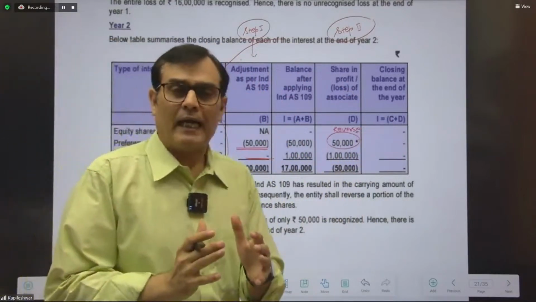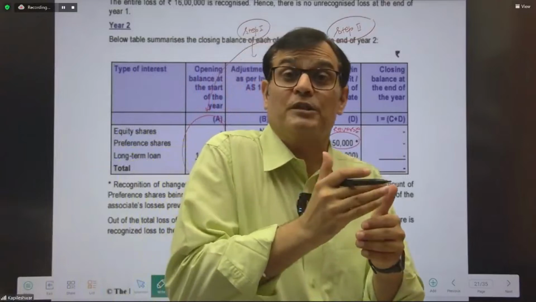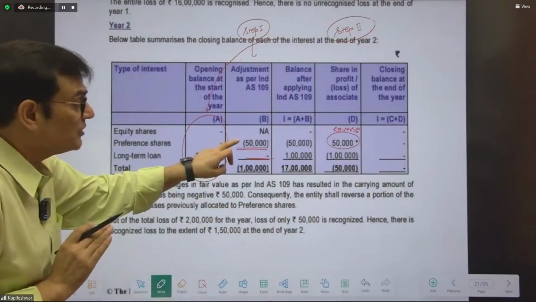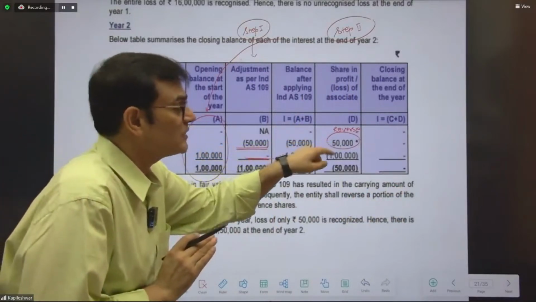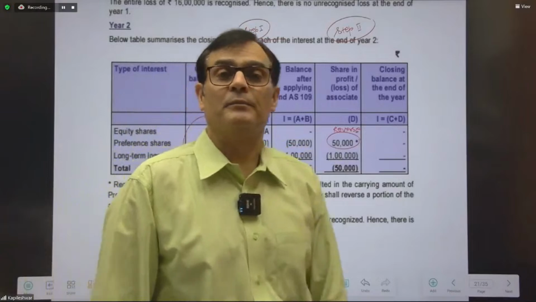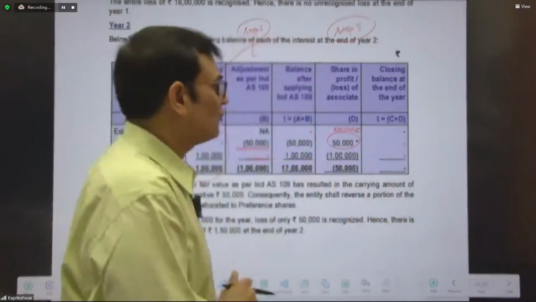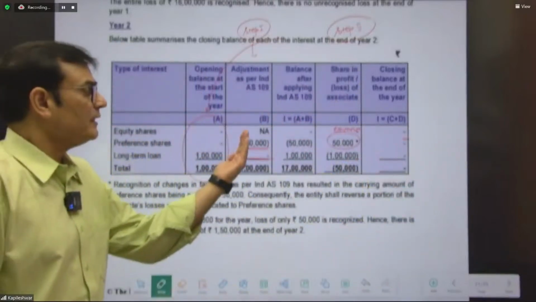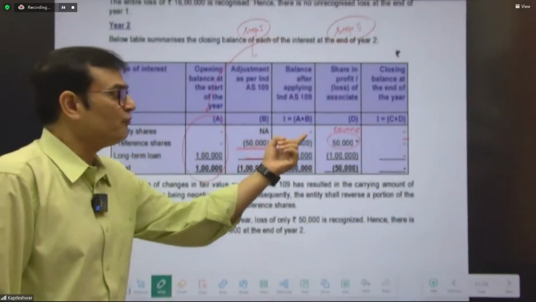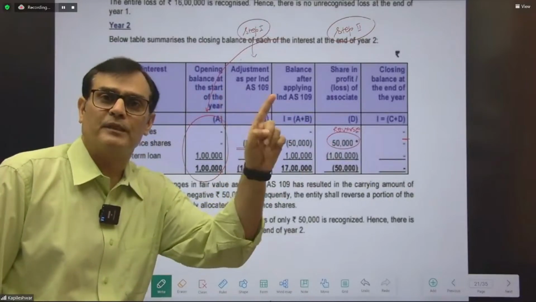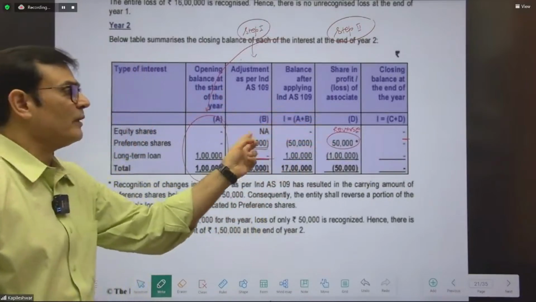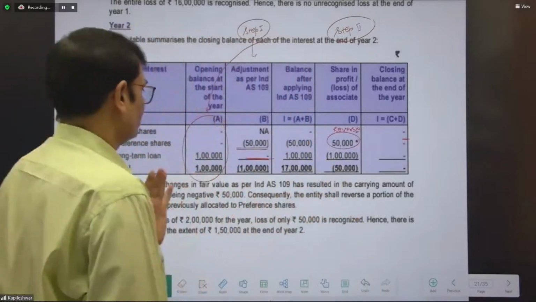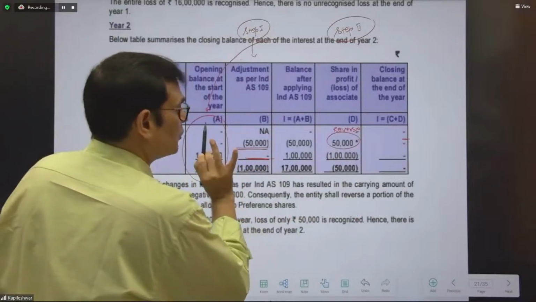In year one, I gave them a loss of 4,50,000 due to which the investment became 0. So now I need to book this loss of 50, and you need to reverse the loss of 50 which was given to them, so that the investment becomes 0. The 50 losses which were given to him earlier will be reversed so that the fair value changes can be recorded in this case. Okay, next. In the long-term loan, there is no change.